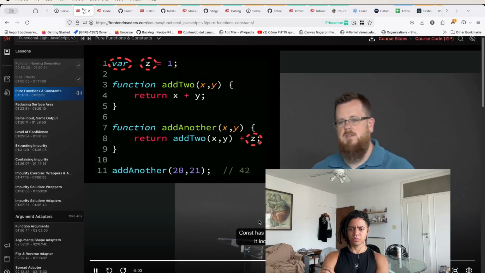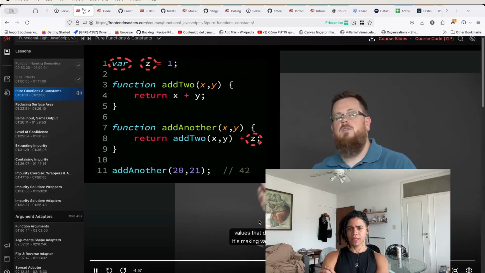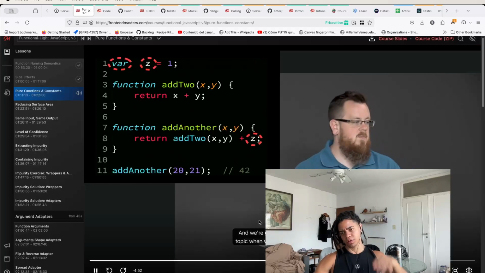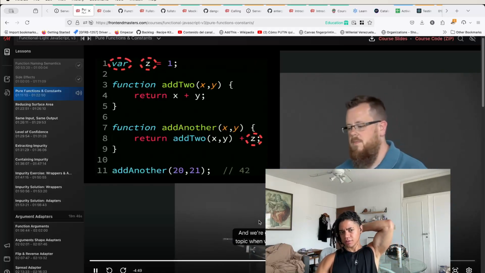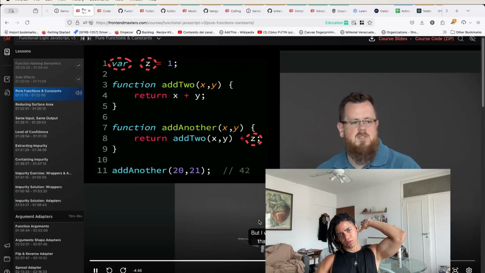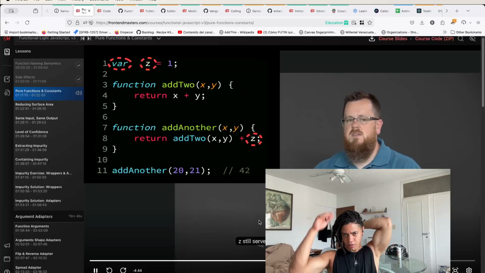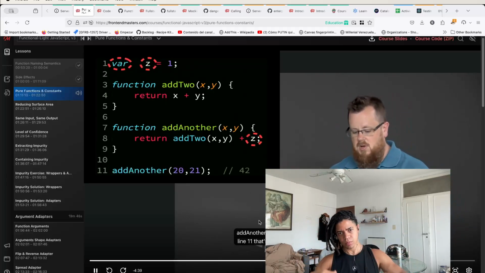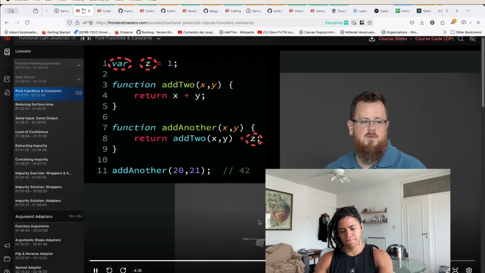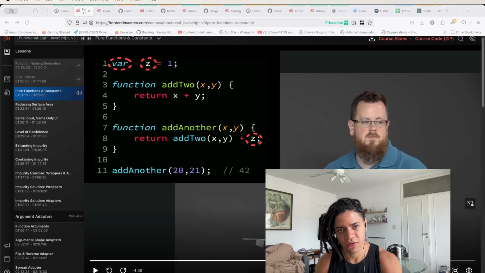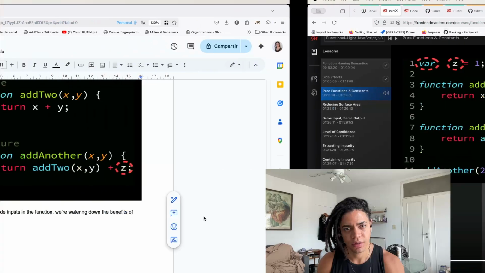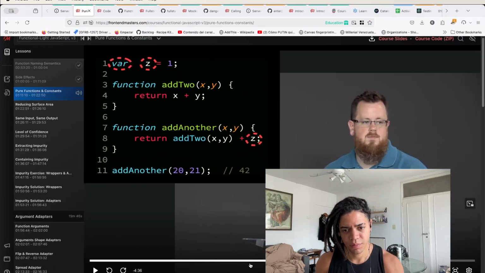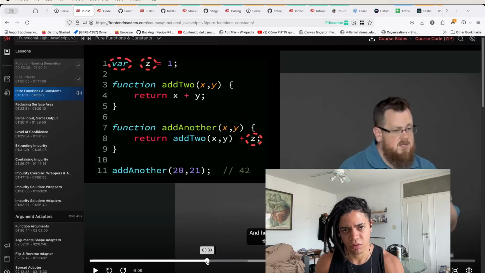Const, no. Because it looks like it's making values that don't change, when actually it's making variables that don't get reassigned. Exactly. That's a topic for when we talk about it later. But I would submit to you that in this program, C still serves that role, and therefore add another is still, when it's called on line 11, a pure function. Because we're talking about the function calls.